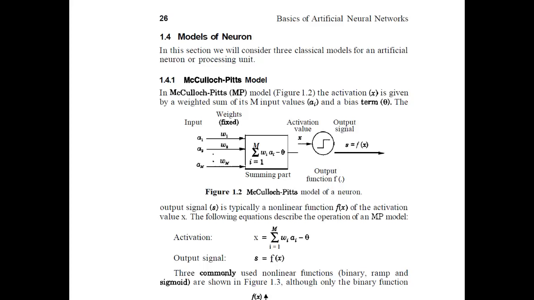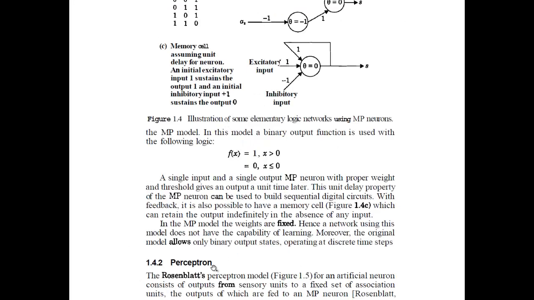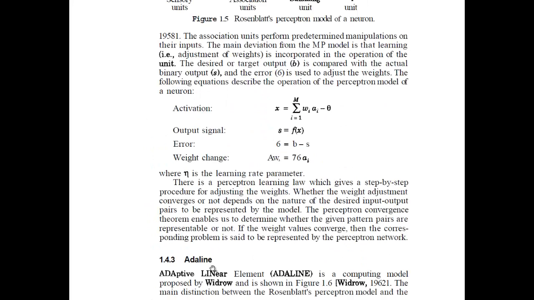Welcome to the class of NN, that is neural networks. In today's lecture we will be seeing the models of the neuron. There are three models of neuron that are classically classified, that is McCulloch-Pitts model, Perceptron model and the Adaline model.